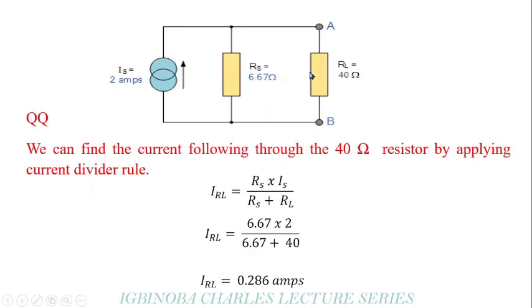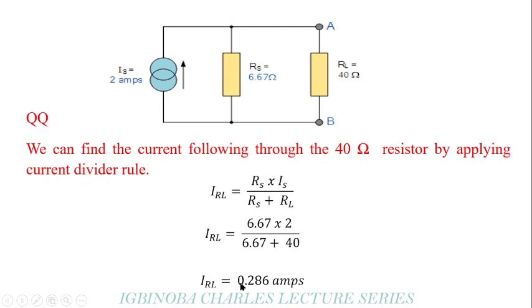So applying the current divider rule here to get the current flowing through the load resistor is simply equal to I_L equals R_S, which is your equivalent resistance, times your short circuit current I_S, divided by your equivalent resistance plus your load resistance.